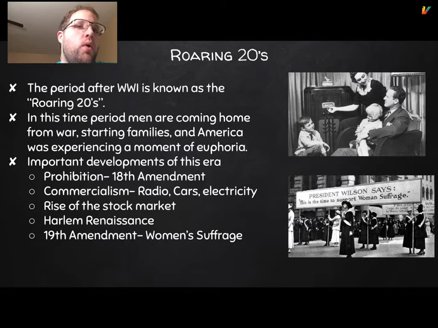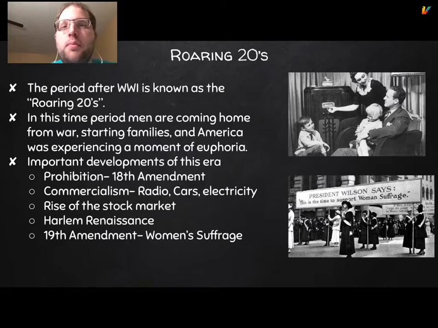Men are coming back from the war. They're getting married. They're buying houses. They're having children. They call this time period the Roaring Twenties, meaning it's supposed to be a time of sort of great euphoria or happiness. Everything's going great. And for a period of about 12 years after the war, it did. But then we started to see some problems happen, right? But in the Roaring Twenties itself, all the way from 1918 to 1929, things were awesome in the United States.